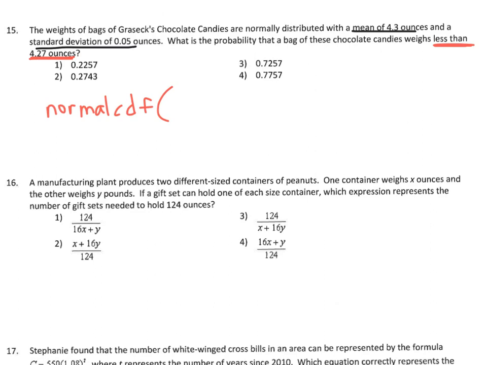Now, normally we use for a lower bound a really small number, like -9999, but honestly, you could use 0 instead, because it's not like something is going to weigh less than 0 ounces anyway. So if you use 0 here, you'll get the same answer. That'll be perfect. And so we're going from a really, really low weight up until a maximum of 4.27. So that's going to be our upper bound.